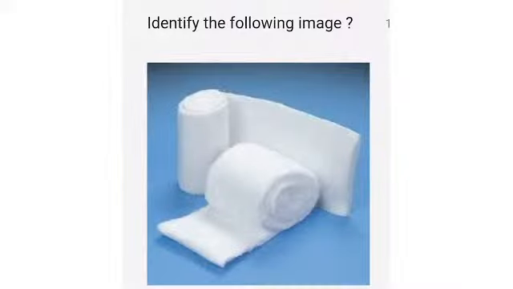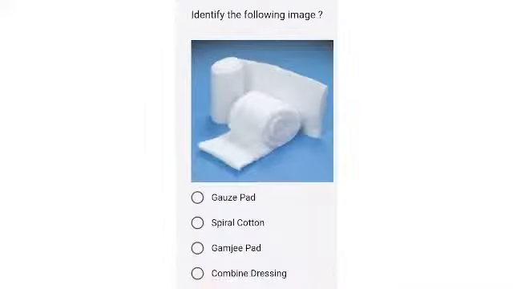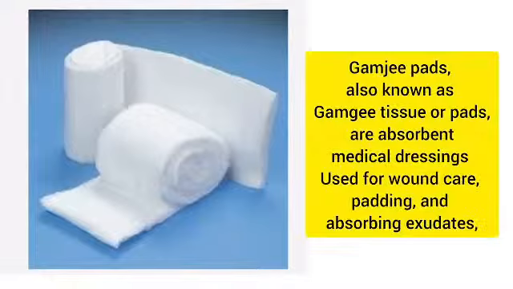What is the name of the bandage? Identify the following image. Option A, gauze pad. Option B, spiral cotton. Option C, Kumji pad. Option D, combined dressing. So what is the name of the bandage? Yes, that is the correct answer. It is the Kumji pad. It is also called Kumji tissue or pad, an absorbent medical dressing used for wound care, padding and absorbing exudate. I think you have understood the question and answer. Okay, move on to another.